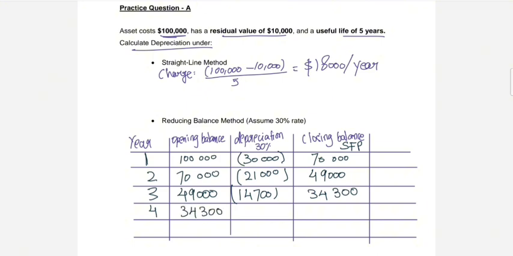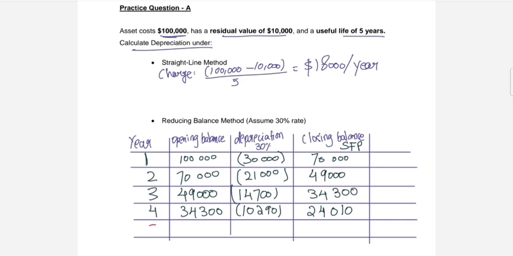34,300 will be carried forward as the value of the asset at the start of the year, and then you will charge 30%, which is going to be 10,290. This is going to be reducing the value of the asset. So 34,300 minus the depreciation charge of 10,290, you should find out that the value of the asset at the end of the year 4 would be $24,010.